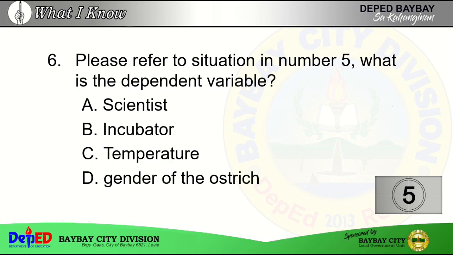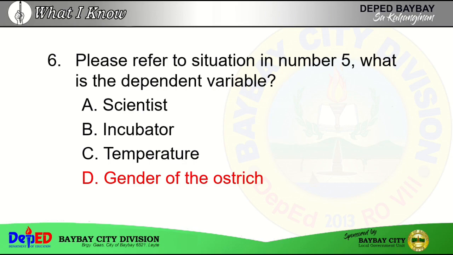Number 6. Please refer to the situation in number 5. What is the dependent variable? A. Scientist. B. Incubator. C. Temperature. D. Gender of the ostrich. The answer is letter D. That's right.